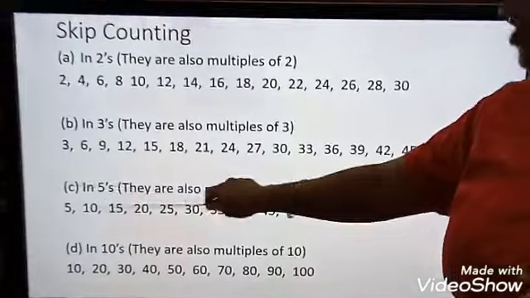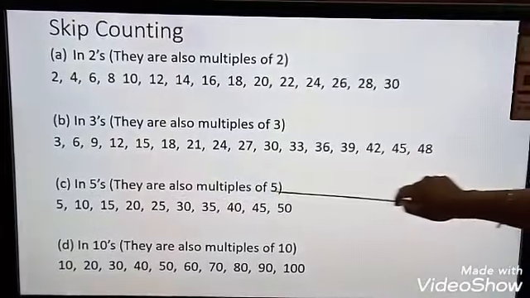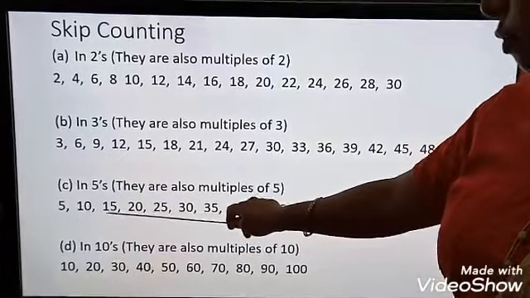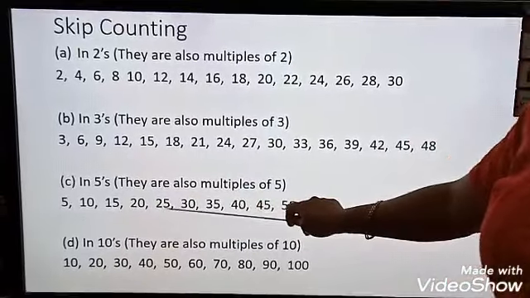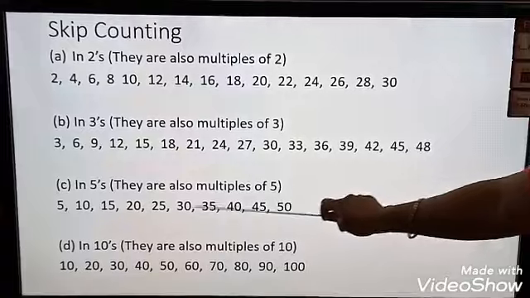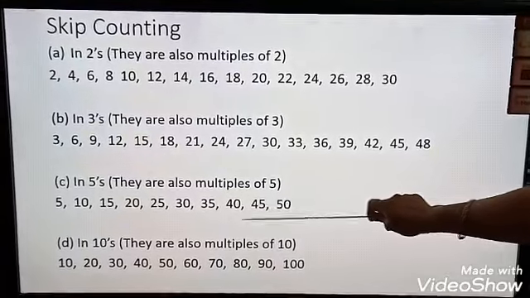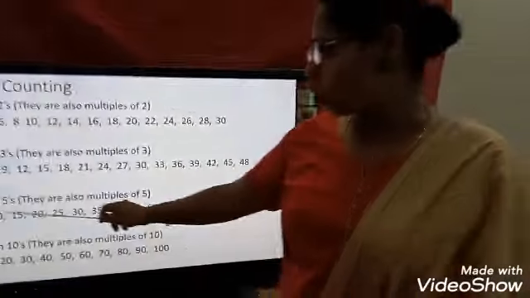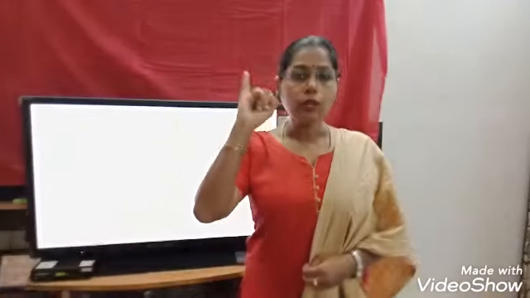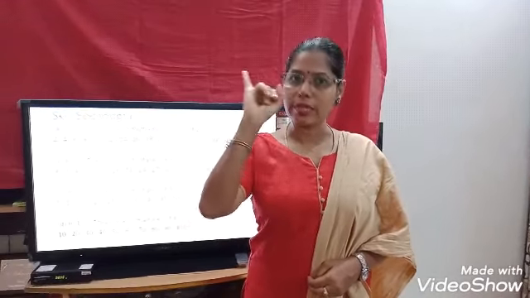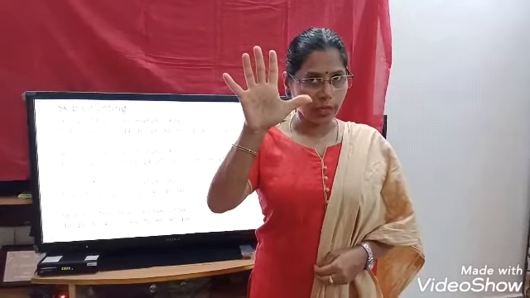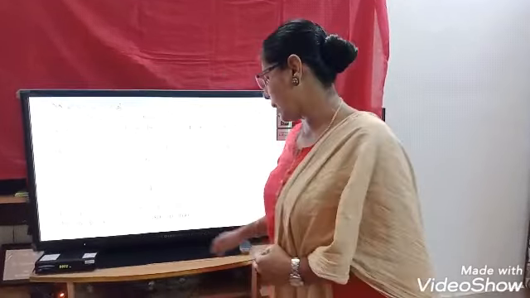Next comes the skip counting in 5s. These are the multiples of 5. 5, 10, 15, 20, 25, 30, 35, 40, 45 and 50. You know how to count again. 1, 2, 3, 4, 5. Next you will start with 6, 7, 8, 9 and 10. So here you continue like that.